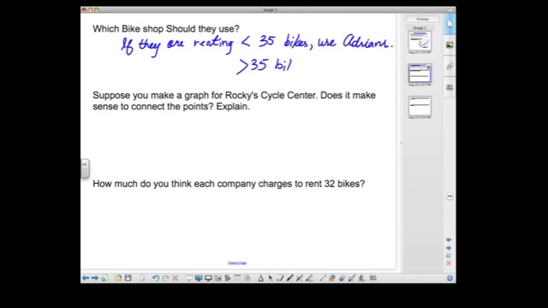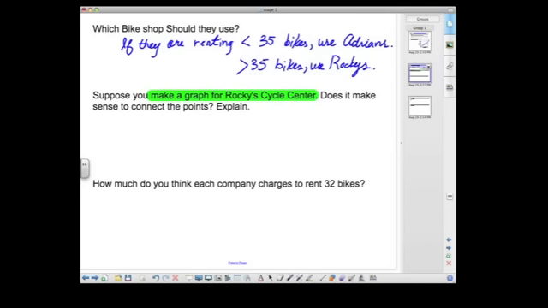And I'm using my less than and greater than symbols here, so I hope that that is clear when you're reviewing these notes. So the next question says, suppose you make a graph for Rocky Cycle Center. Now, lucky for us, we already did this. We did that tool in order to be able to better observe the data. And it says, does it make sense to connect the points? Explain.